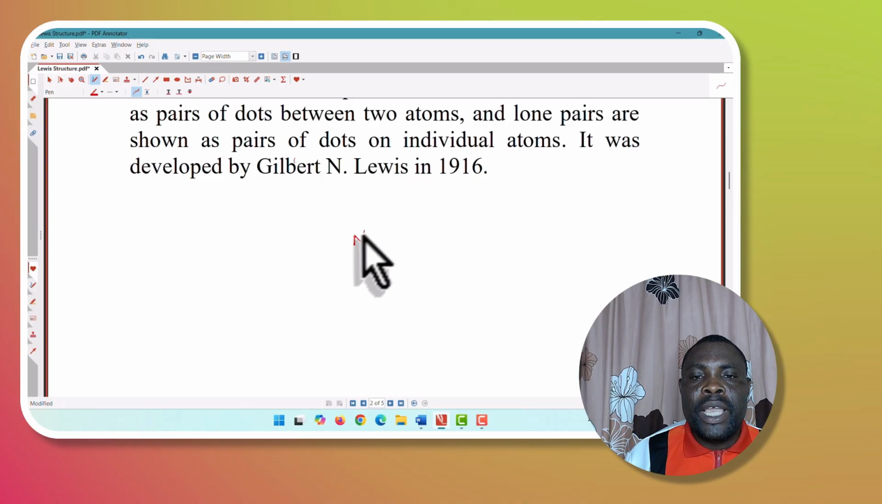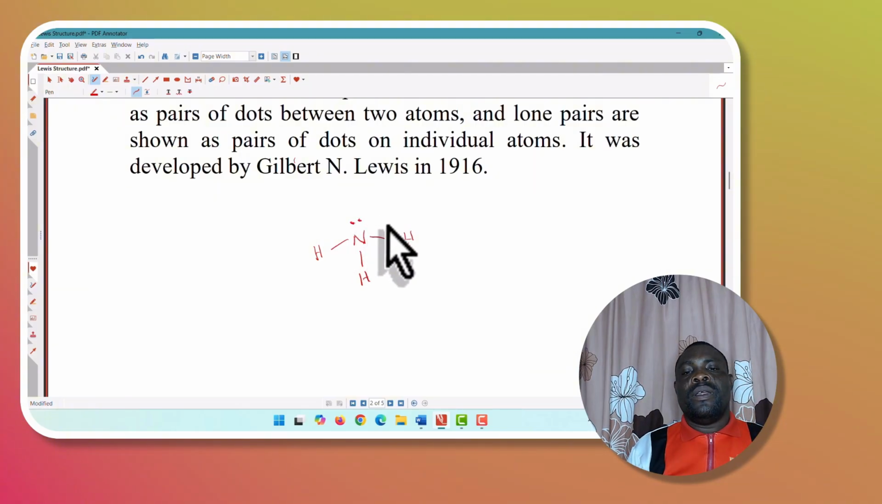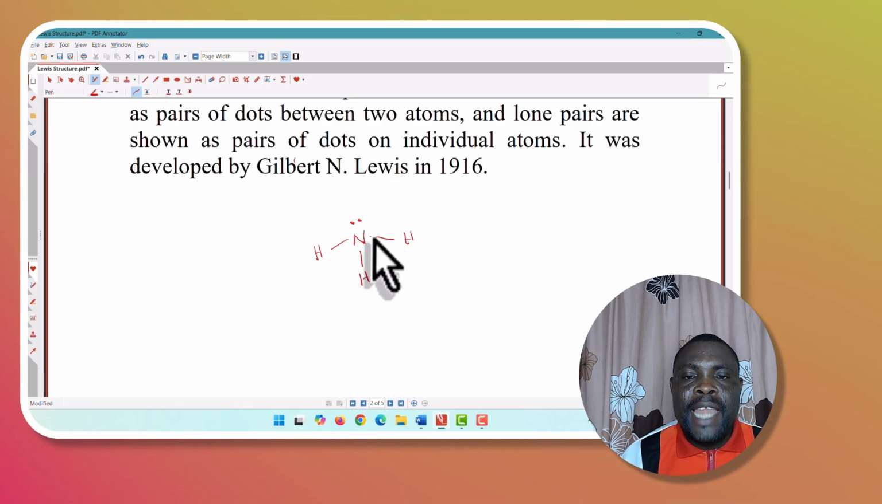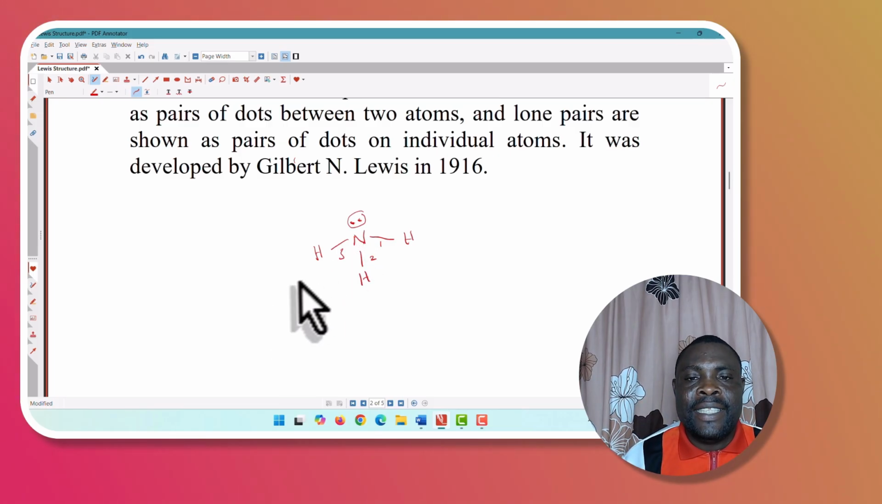Now, let's say ammonia, for example. If you look at ammonia, there is a bond pair between the nitrogen and the three hydrogens, and there is a lone pair of electrons on top of the nitrogen atom. Now, 1, 2, 3 are bond pairs. That's why we say bond pairs are represented as dots or lines. These two electrons on the nitrogen atom are known as a lone pair. So you can see that nitrogen has one lone pair and 3 bond pairs.